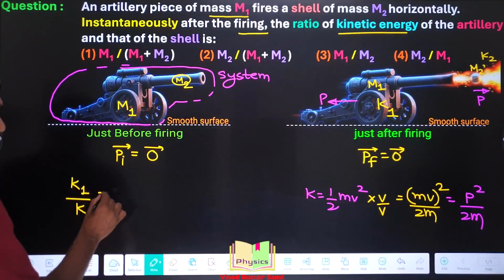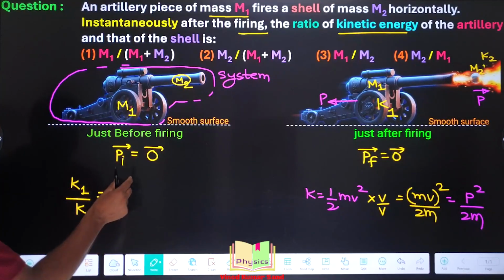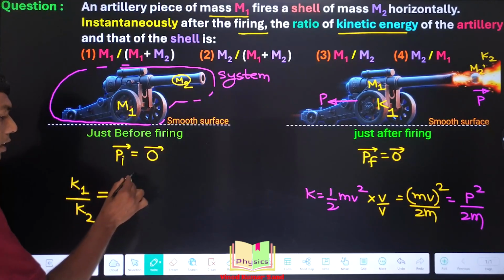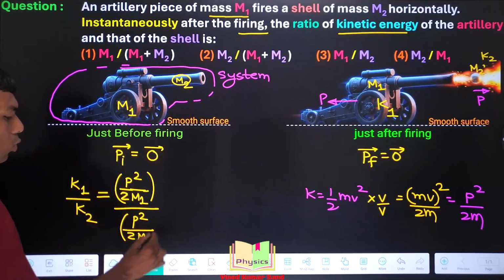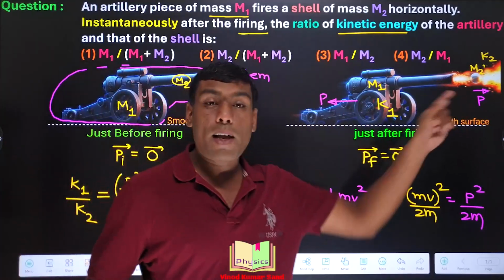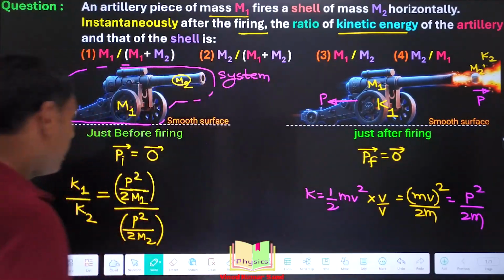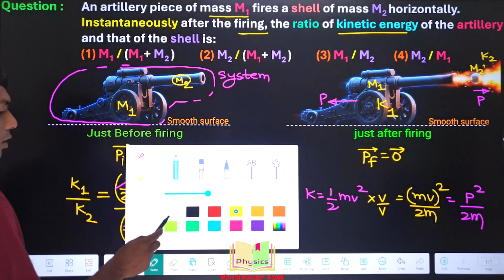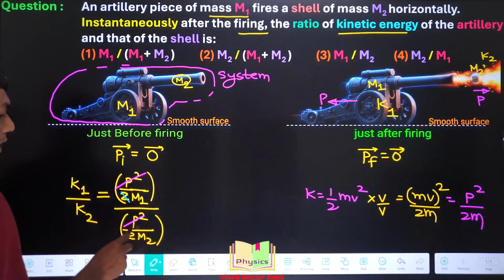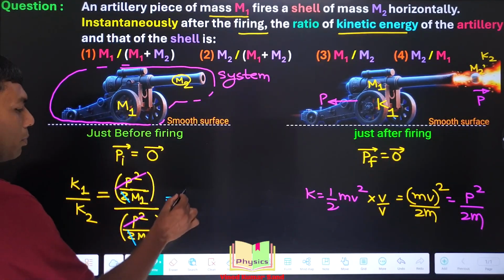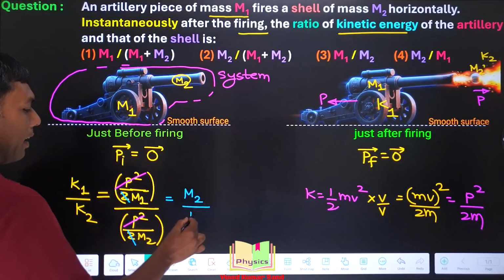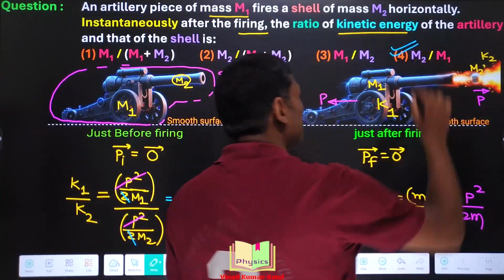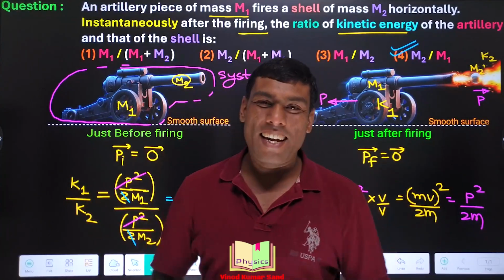When you want to obtain the ratio of kinetic energies, here you will write p square by 2m1, and here p square by 2m2. These two pieces had the same magnitude of linear momentum. Here we can see p square getting cancelled out. We can see that 2 is also getting cancelled out. So the ratio comes out to be m2 by m1, which matches the fourth option. So this should be the correct answer.